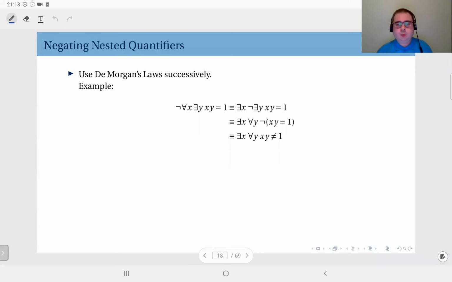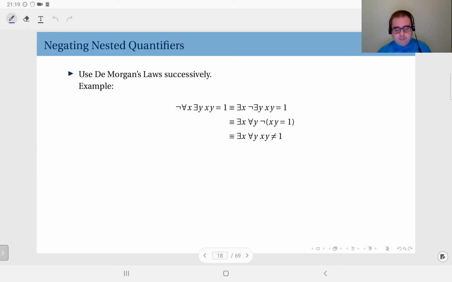Okay, so that was how we negate quantified statements. But how about when we have multiple quantifiers? What we are going to do is simple. We will just apply those two rules, the De Morgan's rules for first order logic, successively, again and again, until you do not have a negation sign in front of any quantifiers.